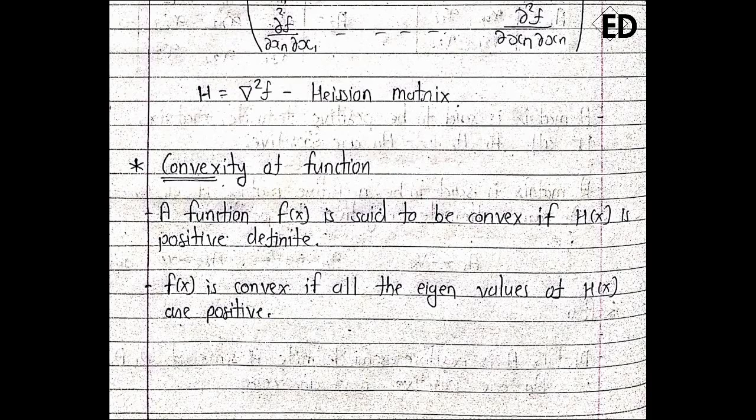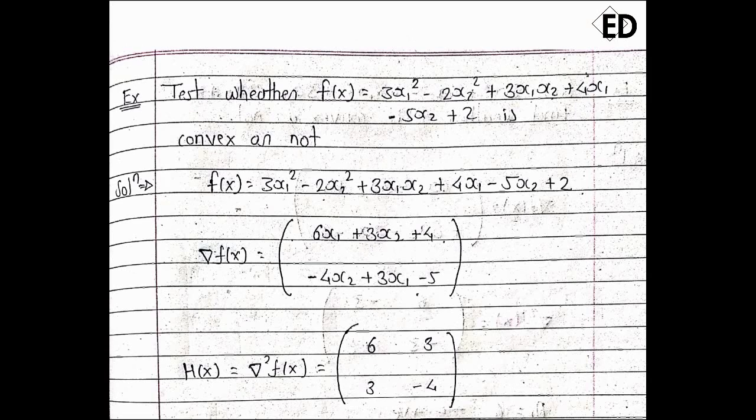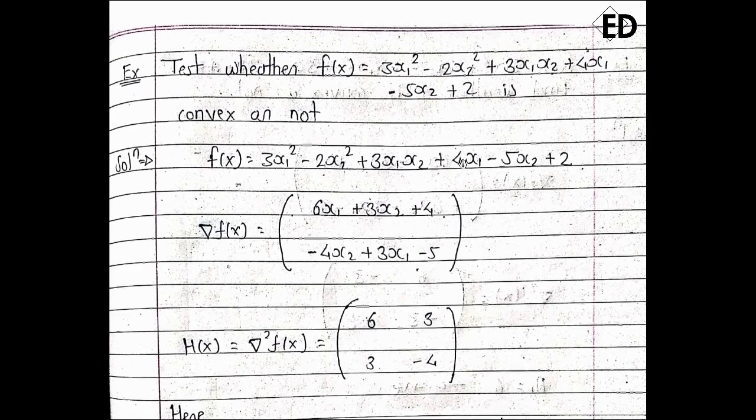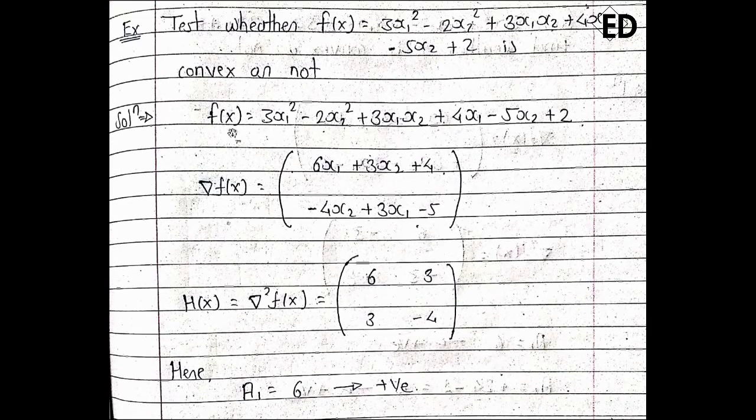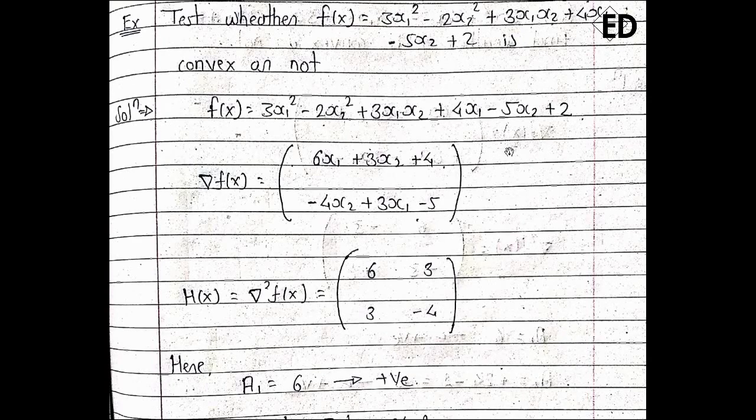Okay, so let's solve one problem on it, so we will get a clearer understanding of how we calculate whether a given function is a convex function or not. So this is the question given, and we have to find out whether that function is convex or not. This is the function, and the first and foremost step is to calculate the gradient of this function. How are we going to calculate the gradient?